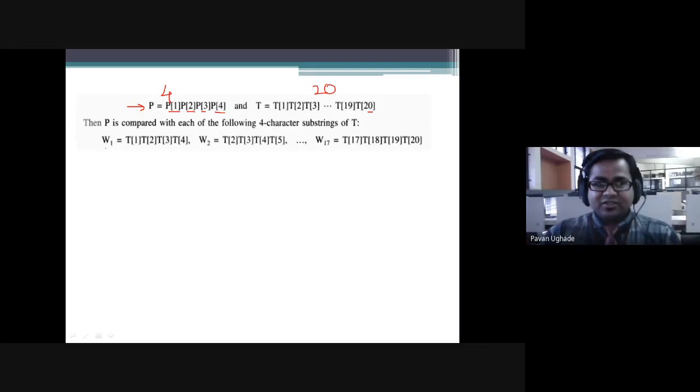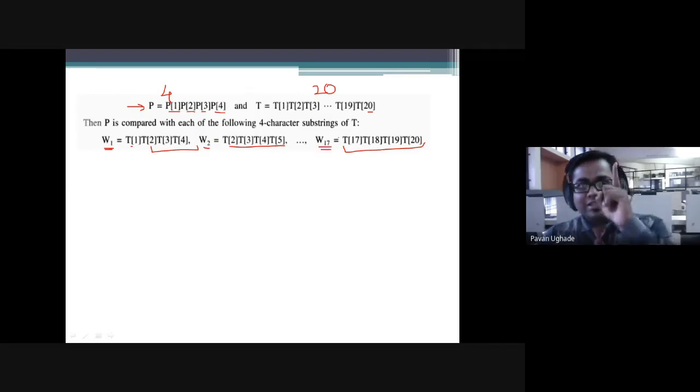I'll tell you. Substring 1 goes with t1, t2, t3, t4. Then with length 4, substring 2 will start from t2 to t5, right? In the same fashion, the last substring will be t17, t18, t19, t20. So you will be able to get only 17 substrings with length 4.